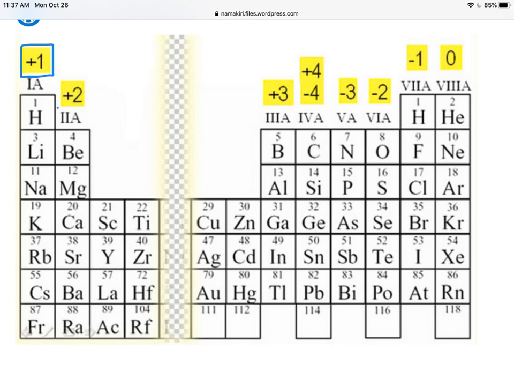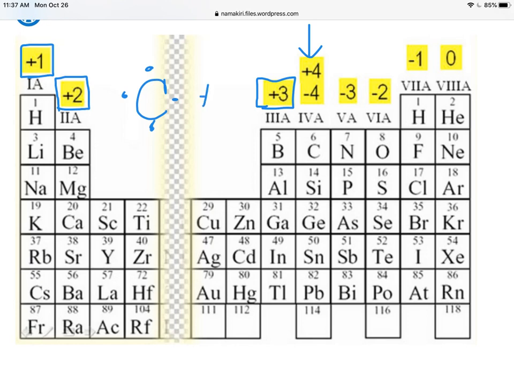Your second group has a +2 charge. Your boron family has a +3 charge. Now carbon is a ±4. I always have students ask, ma'am, how come it can be plus or minus? Well, remember that you can only have 8 valence electrons around your element. And so carbon has 1, 2, 3, 4. A plus charge means you're going to lose all 4. A negative charge means you're going to gain all 4.